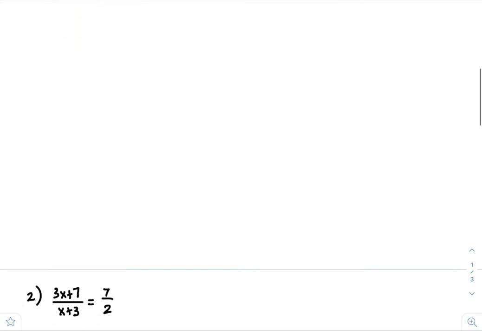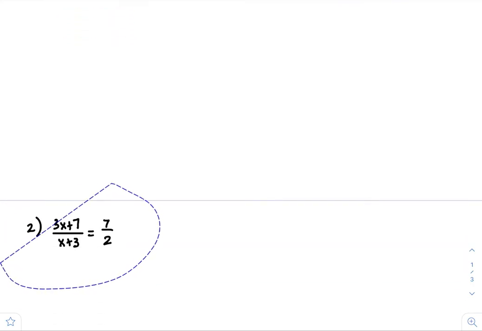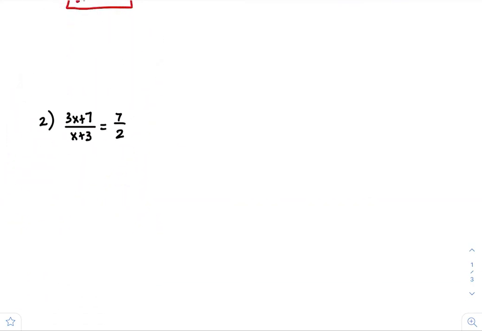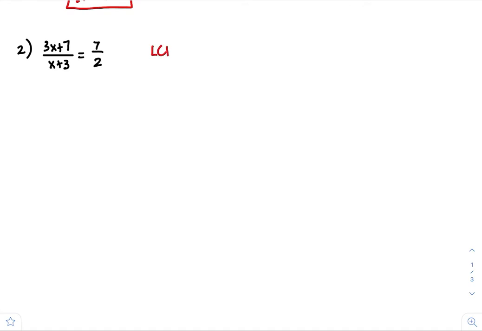Alright, so let's go to number 2. So there's number 2. LCD is going to be 2 times x plus 3. So we are going to multiply both sides by 2 times x plus 3.